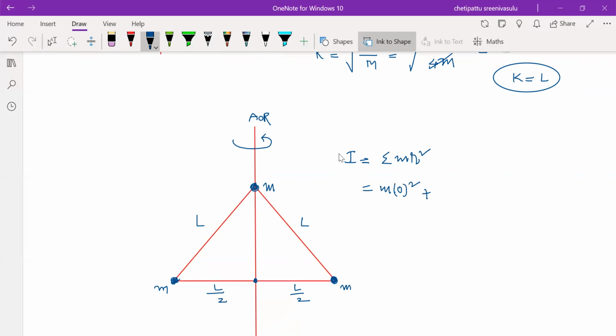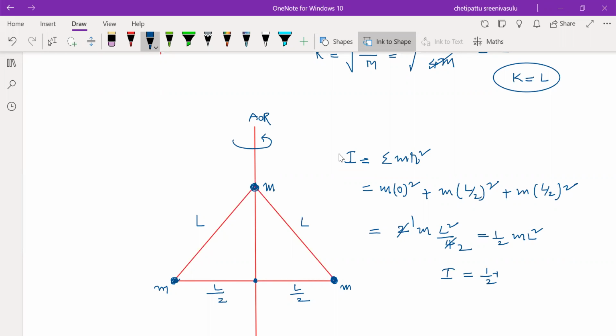That's why 0 square. Another m mass into L by 2 whole square, perpendicular distance. Another m into L by 2 whole square. So we can write 2 into m into L square by 4, which is 2 times. It will be ml square, which is the moment of inertia about this axis. This is the moment of inertia.